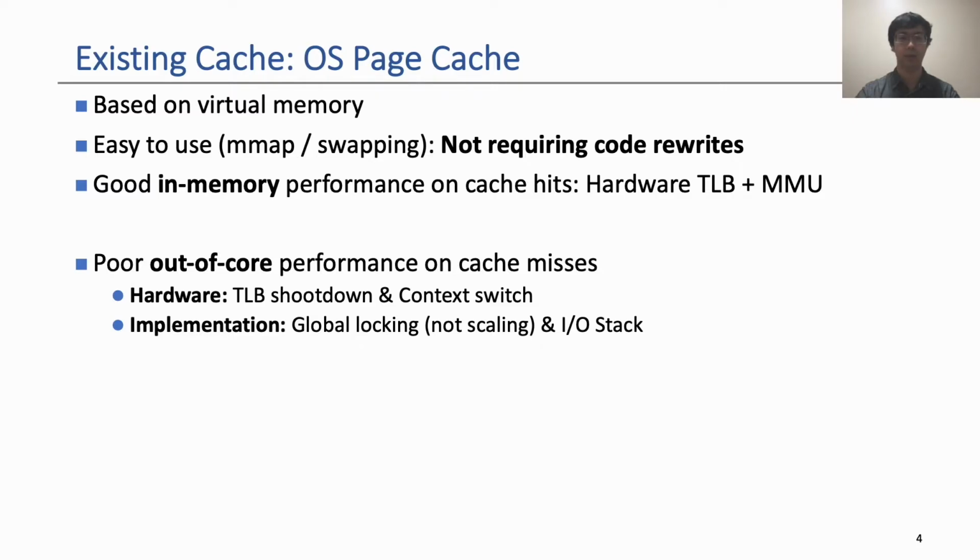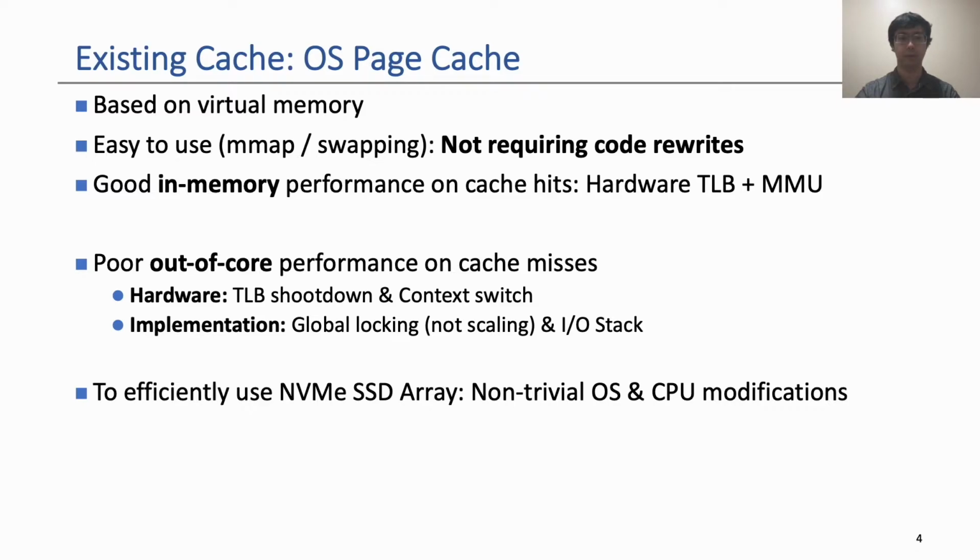Also, Linux spends additional CPU cycles on its I/O stack due to the generic block layer and the device driver. For the OS page cache, to efficiently use NVMe SSD arrays, it needs non-trivial OS and CPU modifications. So what about user space solutions?